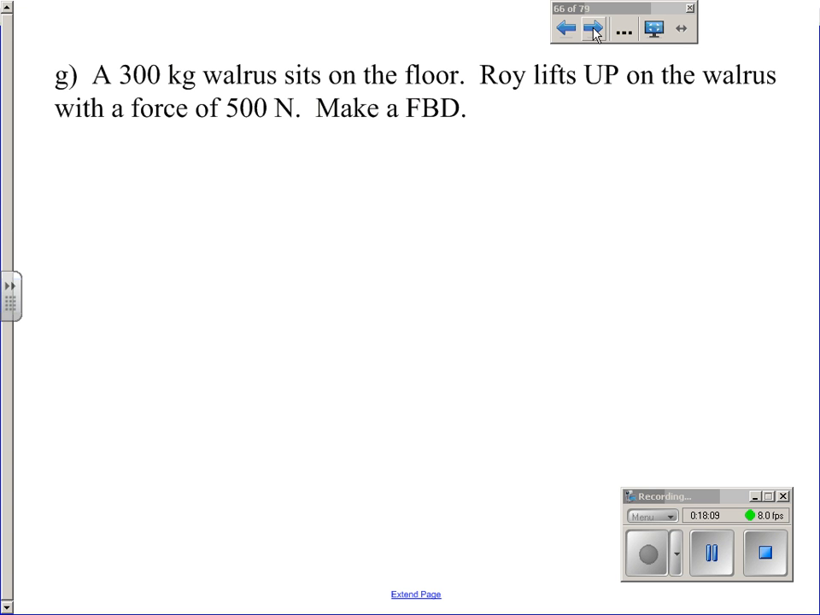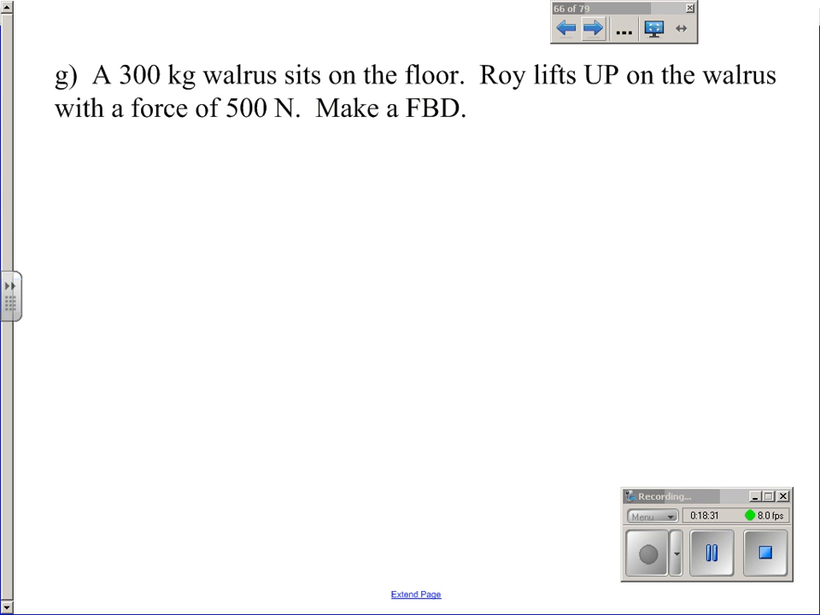Same thing. We've already done one like this. Oh, no, we haven't. Here's one where Roy tries to lift it, but actually fails. So this is another one of those problems where your normal force does not equal your force of gravity. You know what? I guess I should probably just do this. Let's do it.